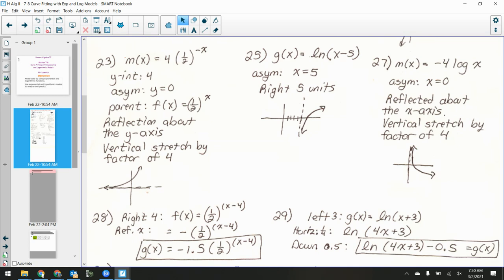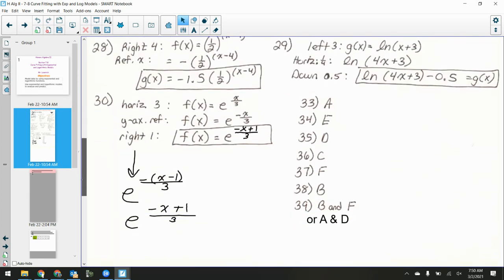Why am I going to be picky about that? Because logarithmic asymptotes are different from exponential asymptotes. Logarithmic asymptotes are x equals. Exponential asymptotes are y equals, because they're horizontal versus vertical lines. Okay. Scrolling down here is 28, 29, all the way through the end.